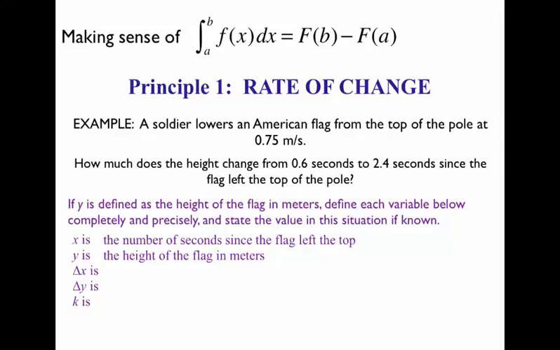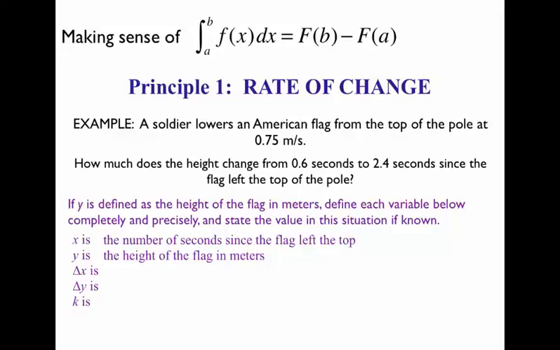Okay, so delta x. Are either of these known in this situation? Do we know the number of seconds since the flag left the top, or the height of the flag in meters? No. So far, 2.4. Yeah, we have two different x values, right? This 0.6 seconds is a particular value of x, and then sometime later we have another value of x, 2.4 seconds. So we have two different values of x. Do we have any values of y? No, we don't know how tall the pole is. We don't know where it starts, so we can't know any values of the height.